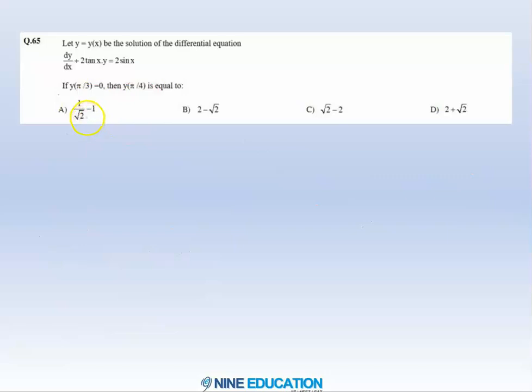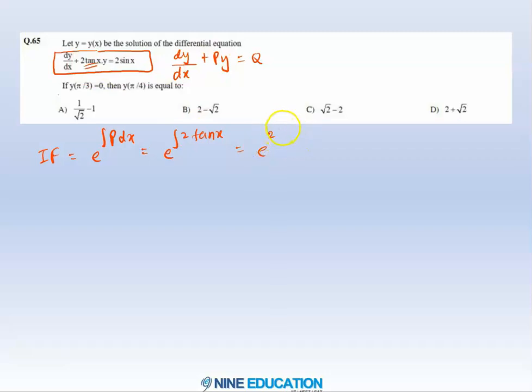Question number 65 is dy by dx plus 2 tan x into y is equal to 2 sin x. The y value at pi by 3 is given to be 0 and they are asking y at pi by 4. So again, dy by dx plus 2 tan x into y equal to 2 sin x is a linear differential equation of the form dy by dx plus py is equal to q. So we can calculate the integrating factor as e power integration of p dx. If you observe, in place of p we have 2 tan x. This will be e power 2 integration of tan x dx.